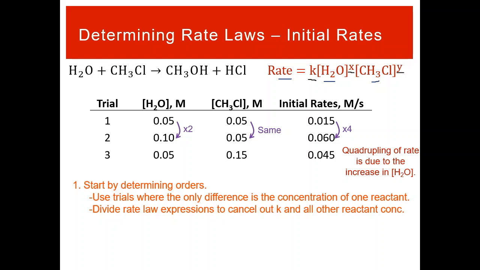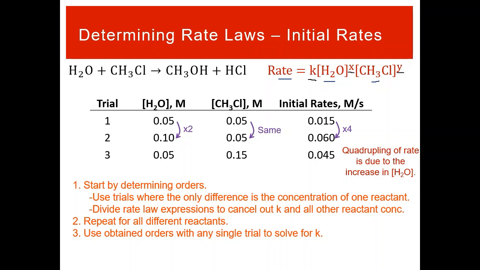We'll divide it out. We'll go through that process. I'll write it out. We would do that for every single reactant. So we do it for H2O, we do it for CH3Cl. We pick the trials that were designed to isolate the effects of each individual substance. That tells us the order for each of those. And then we can plug all of our obtained orders in for a single trial to solve for the value of K. We also get the units of K. Don't forget that, which comes from the total order. So let's see what that looks like.